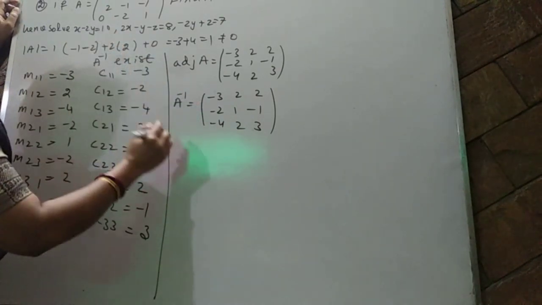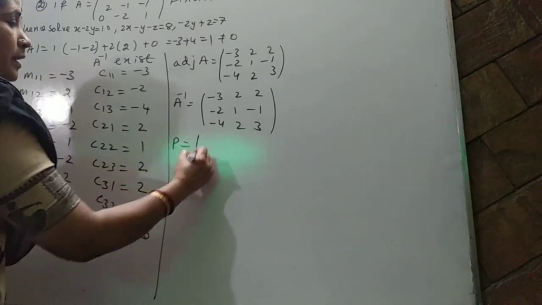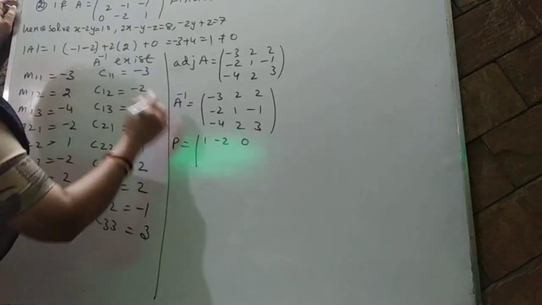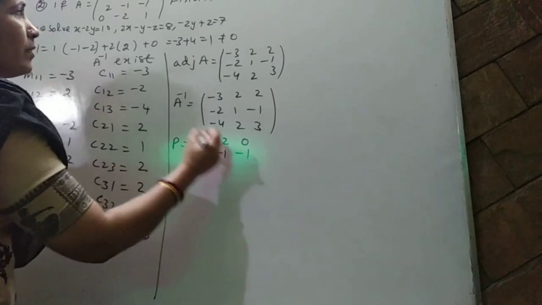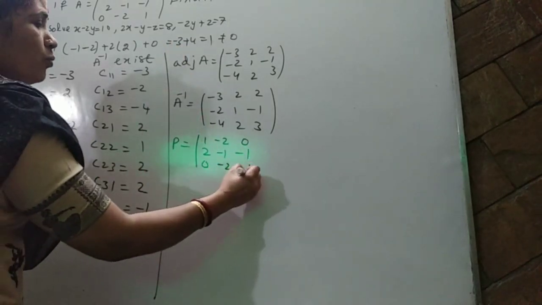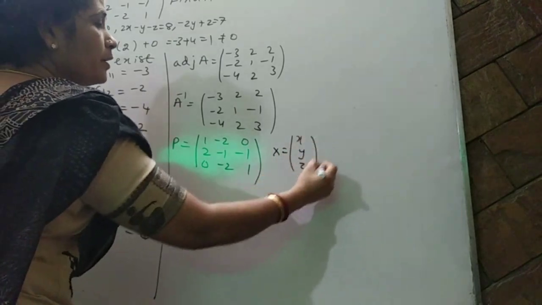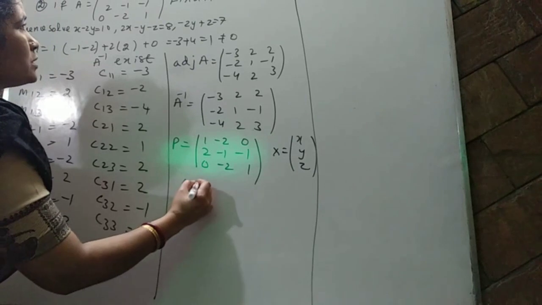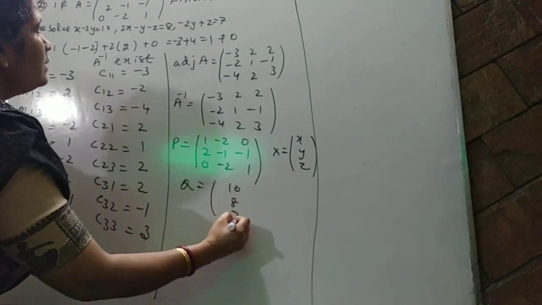Now I am going to solve the system. Now I told you, write down the P matrix that is equal to the coefficient of x is 1, minus 2. There is no z coefficient. Now x, y, z, that is 2, minus 1, minus 1. Then here 0, minus 2, 1. Then X matrix equal to the usual x, y, z, and then the Q matrix. What is the Q matrix here? So that is 10, 8, and then 7.